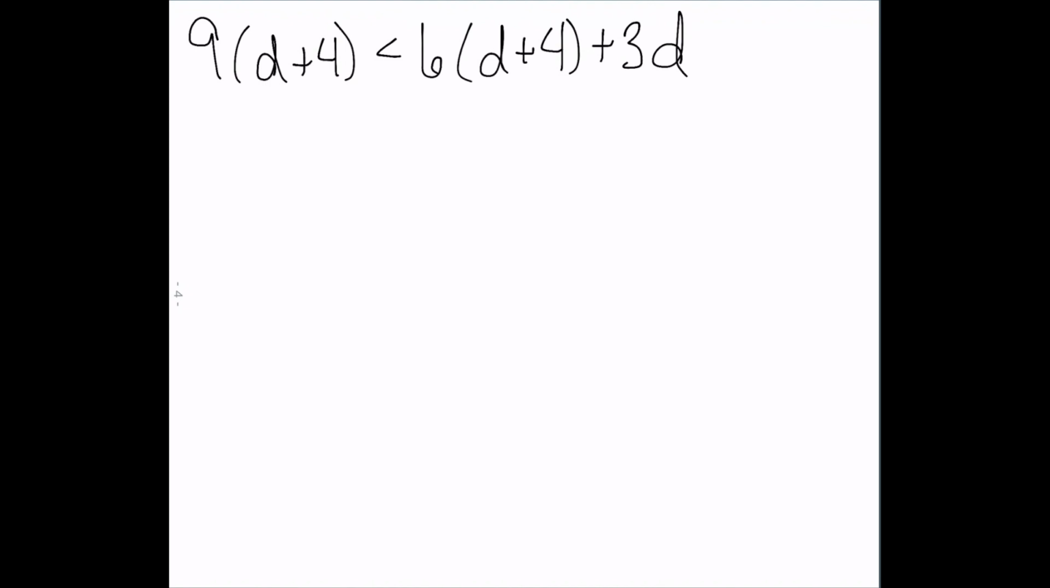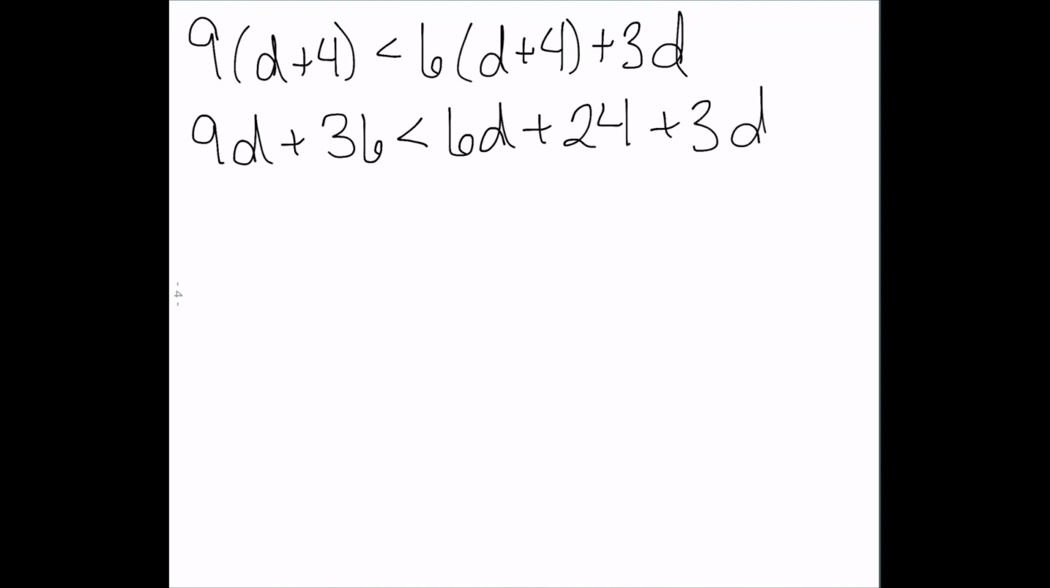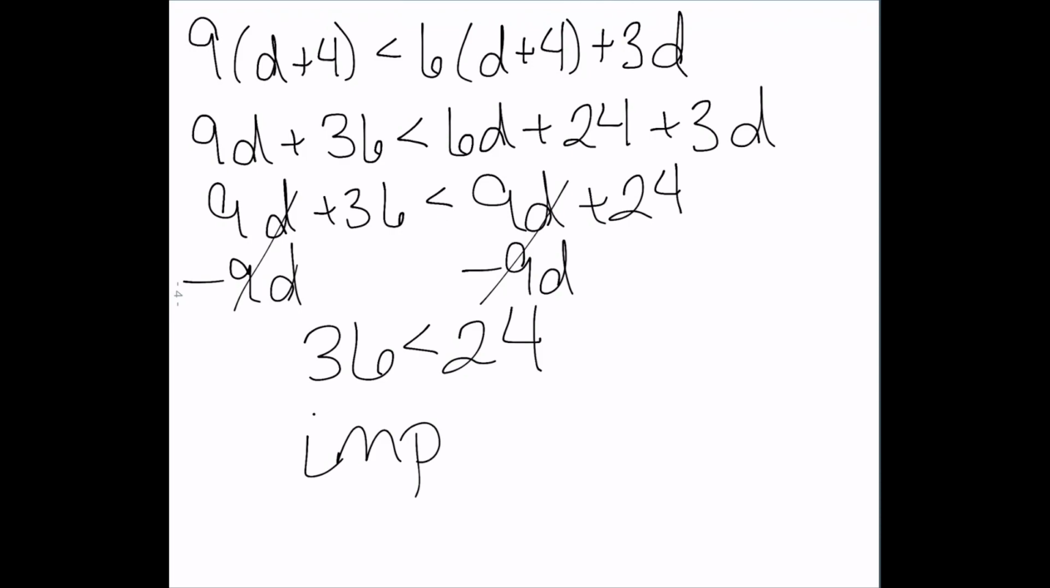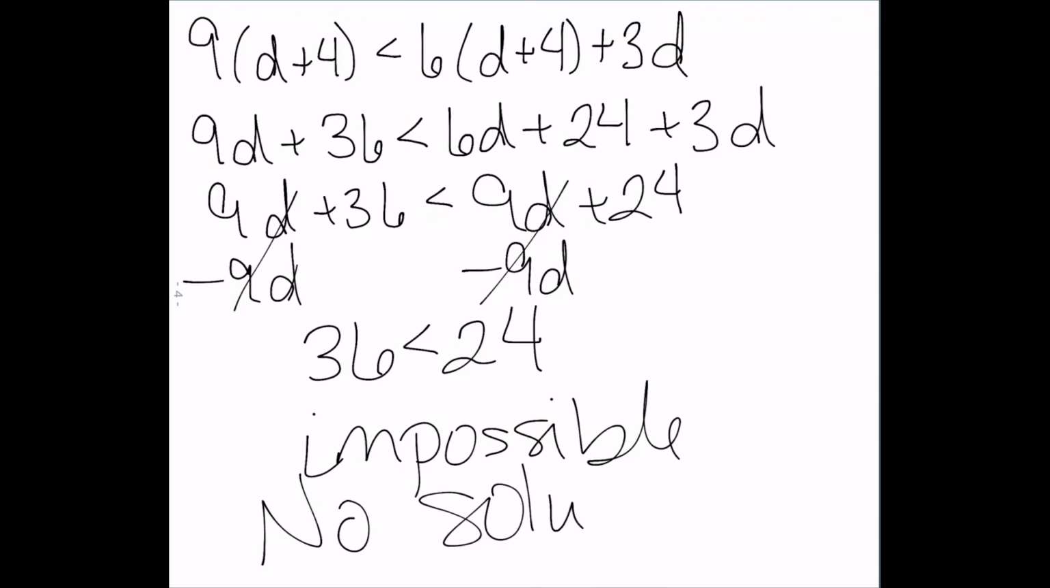Here's another one, slightly more complicated. We can start by distributing: 9d plus 9 times 4 is 36 is less than 6 times 4 is 24, and then plus 3d. That gives me 9d plus 36 is less than 9d plus 24. When I subtract 9d from both sides to get the d's together, you'll notice it cancels on both sides and I'm left with 36 is less than 24. But that's impossible. So since that's impossible, this problem actually has no real solutions.